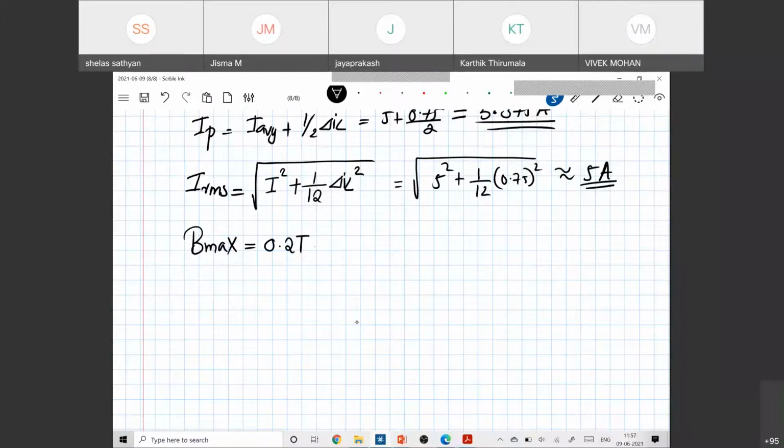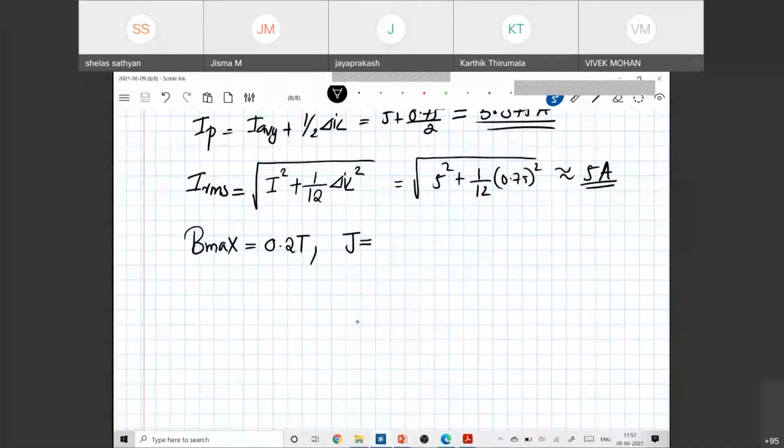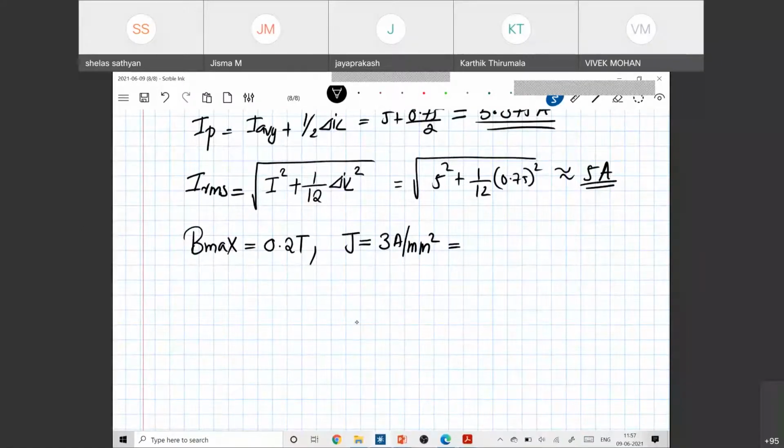Now I should select what should be the current density J through the conductor. As I told, the current density can vary. If it is a bare conductor, it can be in the range of 3 to 5 ampere per mm square. So I'm taking a little bit conservative design. I'm taking 3 ampere per mm square as the current density, or 3 into 10 raised to 6 ampere per meter square.